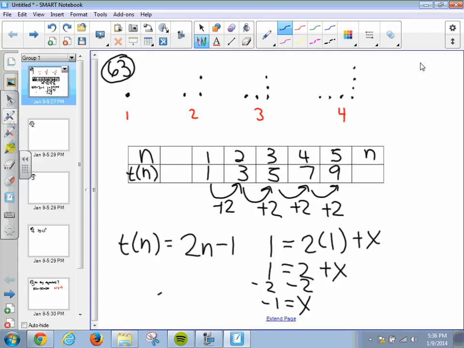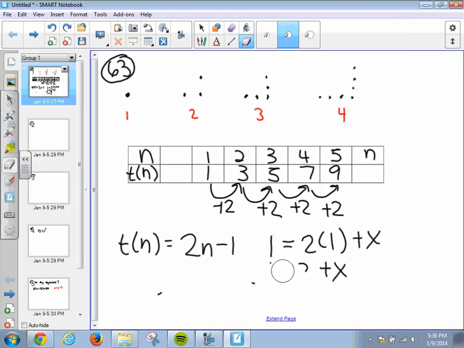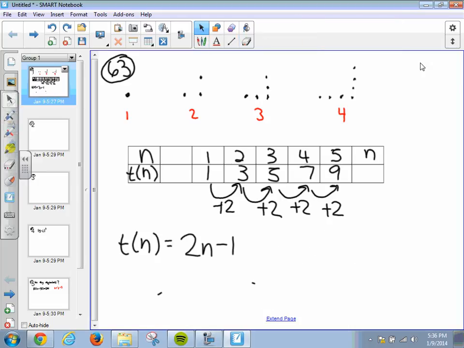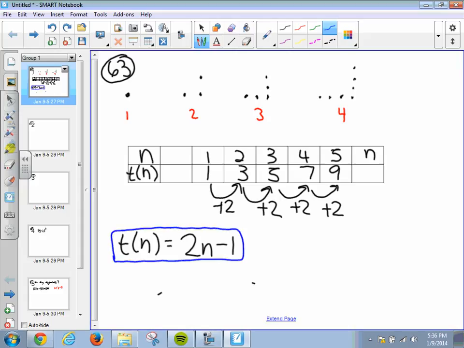So let me rewrite that. What we need is the equation t of n is equal to 2n minus 1. Well, let's try that with another one.